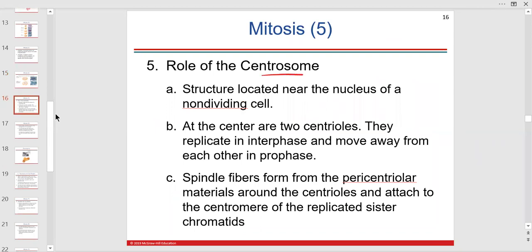So the centrosome is located usually near the nucleus in a non-dividing cell. It's not going to make centrioles, though. Two centrioles are in the center of the centrosome, and they're building the spindle fibers, with pericentriolar material around the centrioles. Maybe we'll get a picture of that.